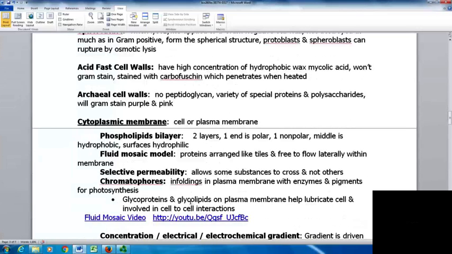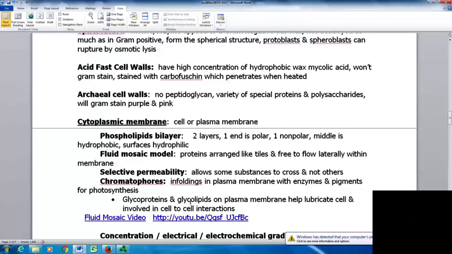The cytoplasmic membrane is going to be your cell membrane or plasma membrane. It's a phospholipid bilayer. It's made up of two layers. One end of the phospholipid is polar, and the other is nonpolar. The middle layer is going to be hydrophobic, and the surface is hydrophilic. So you'll have two layers facing each other in opposing directions with the polar ends on the outside and the nonpolar tails facing towards the middle.